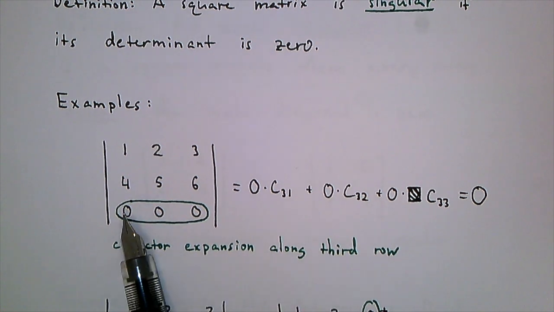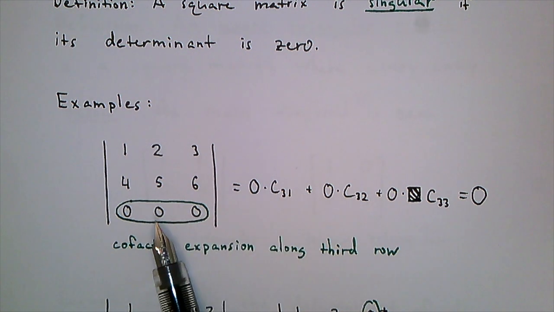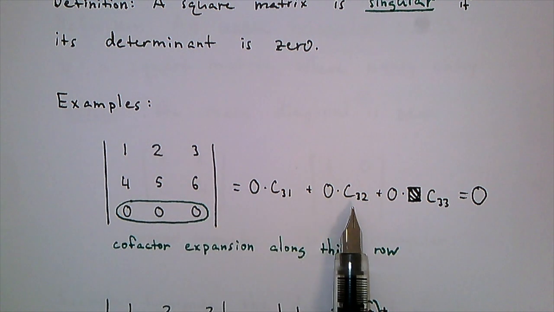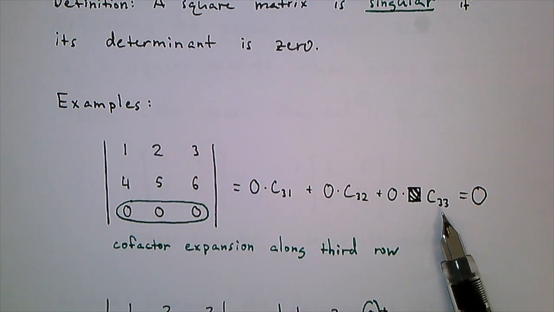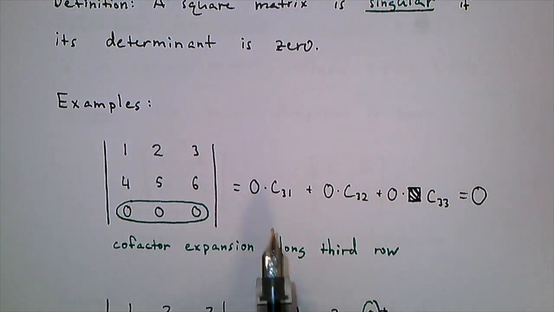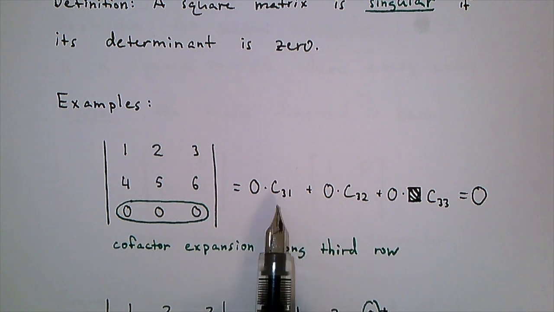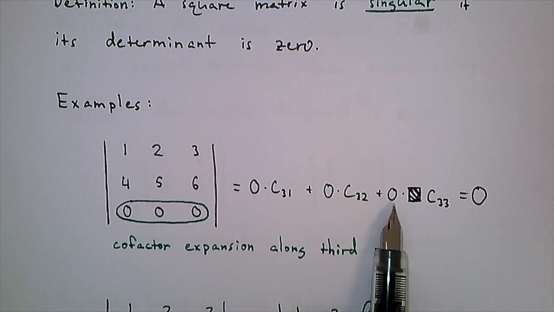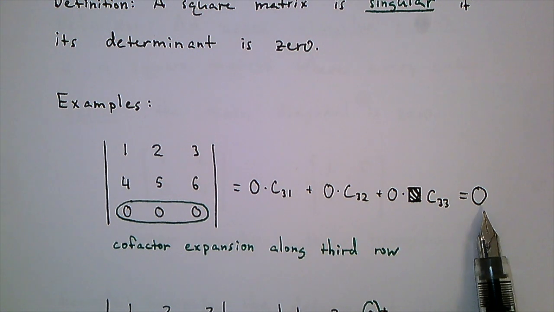When we do that, we get 0 times its cofactor, C31, plus 0 times its cofactor, C32, plus 0 times its cofactor, C33. We don't actually need to compute any of these cofactors, because when we multiply each of them by 0, we know we're going to get 0. So overall, the determinant, doing next to no work, is 0.